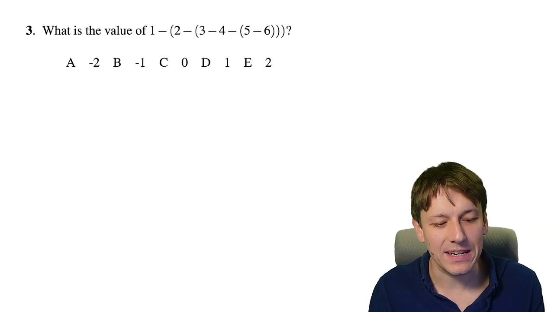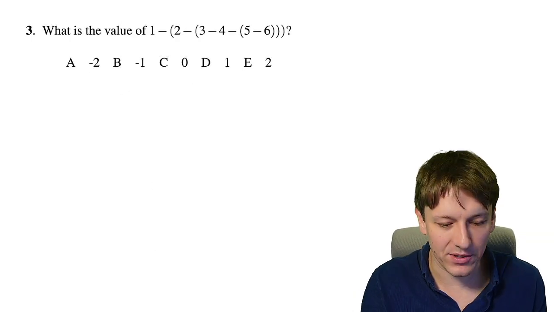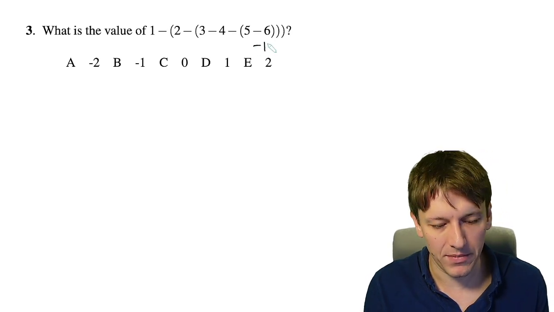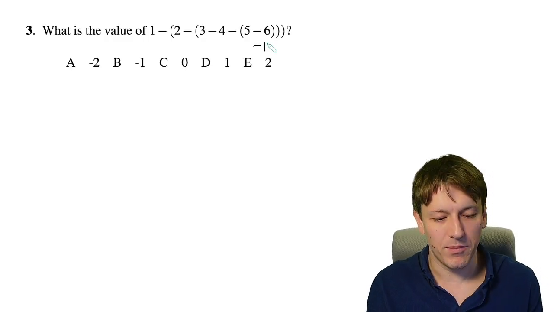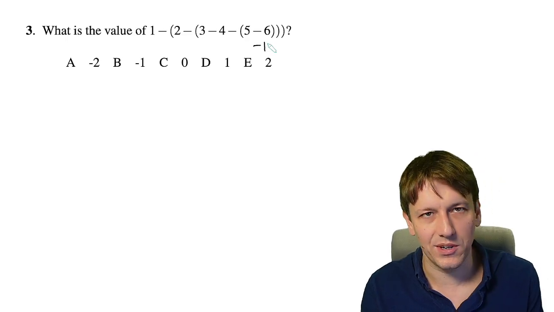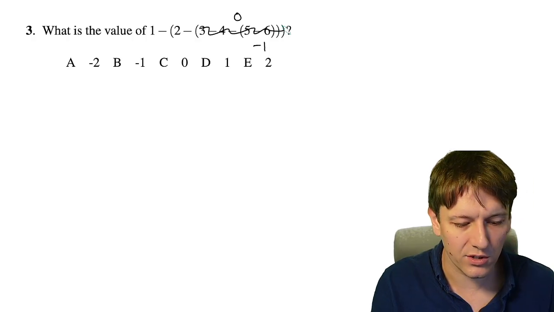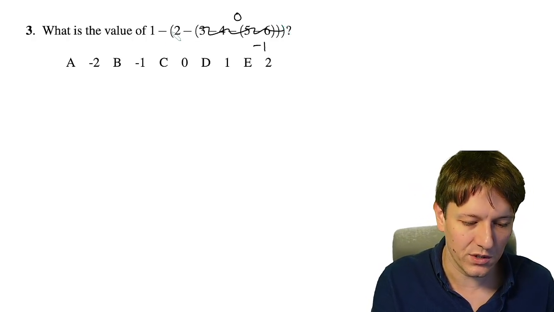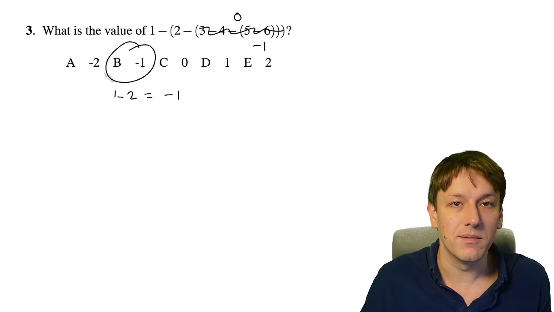To work out question 3 of the IMC here, we've just got to look at the nested brackets in order from inside to outside. So 5 minus 6 would give me minus 1, then I've got to do 3 minus 4 minus minus 1. So 3 minus 4 is minus 1, but then minus minus 1 gives me plus 1, so that's minus 1 plus 1, so this bit here is 0. So actually I've just got to do 1 minus 2 minus 0. Well, 2 minus 0 is just 2, so I've got to do 1 minus 2, and that gives me the final answer here of B, minus 1.